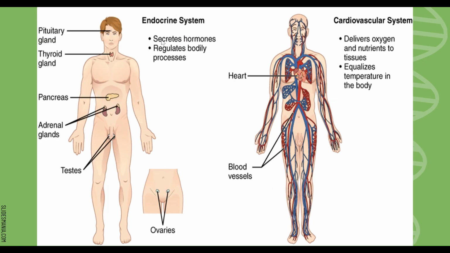Here you have the endocrine system. That one is the one that secretes hormones and it regulates body processes. So here you can see the different parts that release hormones: your pituitary gland, thyroid, pancreas, adrenal, and testes in a male. Right. And then here you have the cardiovascular system. It's the one that delivers oxygen and nutrients to your tissues, and equalizes body temperature. And here you see that your heart pumps all of these things throughout your body, and it travels through blood vessels, right? That's where your blood travels through.